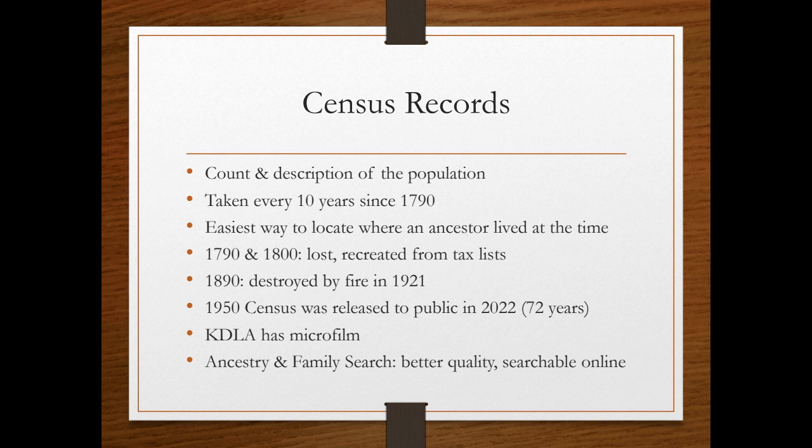And then 1890, there was actually a fire that destroyed probably the largest percentage of that census. I think the National Archives still has a small amount of them, but it's very little, and I don't think there's anything for Kentucky at all that survived. So 1890 can be troublesome if you're trying to track somebody through time.